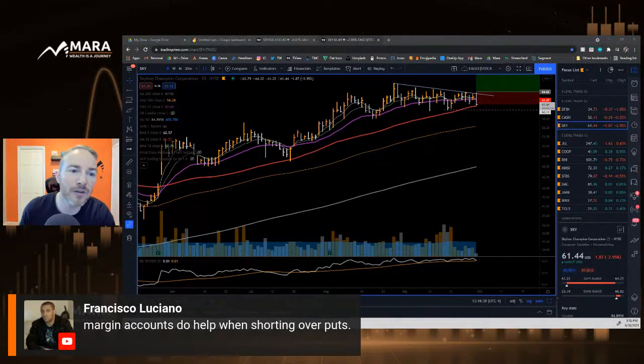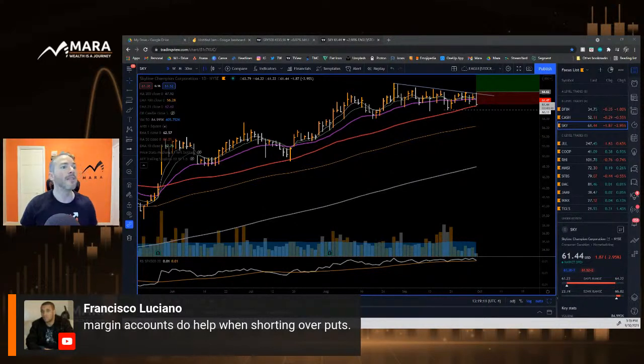Another question from Francisco, keeping it on topic. Margin accounts do help when shorting over puts. Yes, that's true too. So if you want to outright short a stock, then you will need margin. Another workaround for that would be buying puts. If you buy puts or deal with any kind of option, something you want to be aware of is, is there liquidity in this option that you're going into?